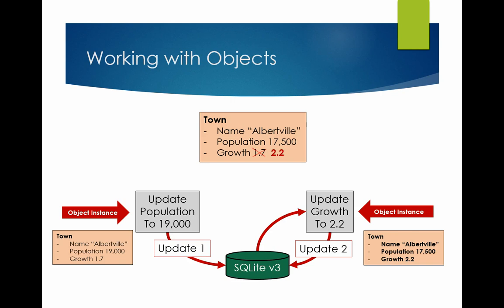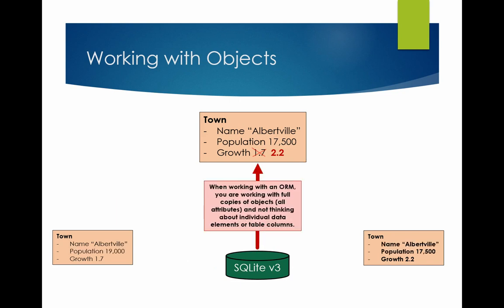And you're thinking, well, why didn't the second instance have a population of 19,000? That occurs because when we pulled the instance, the 19,000 update of the population was not in the database. So this is the kind of corruption I'm talking about. When you're dealing with objects, you're really trying to deal with objects as a full thing, all the attributes. So that's why when the second update took place, it overwrote the population.